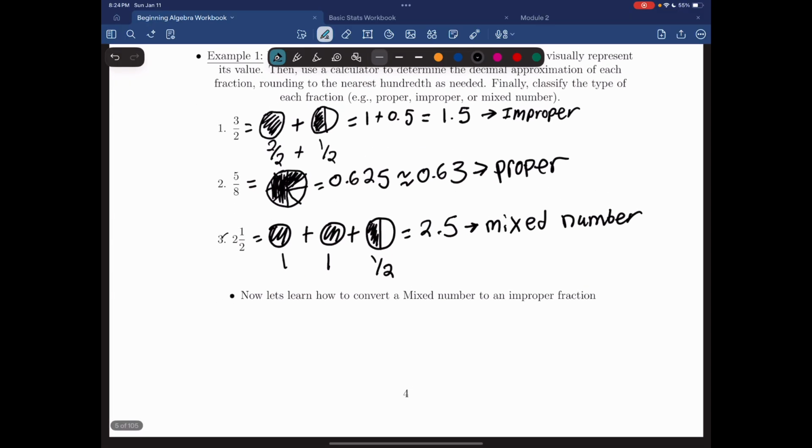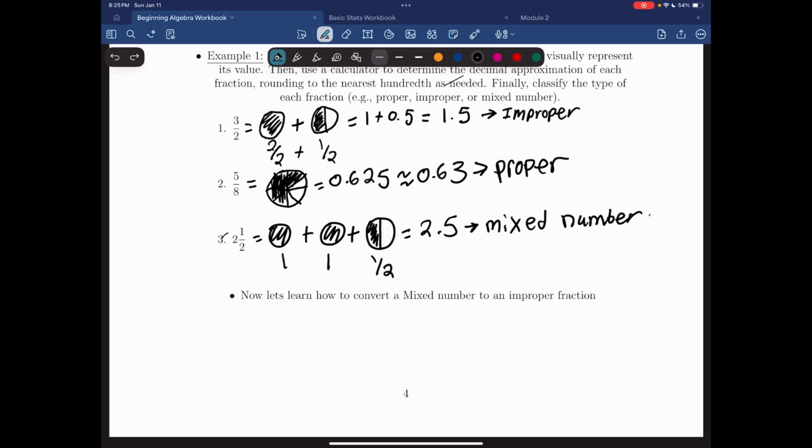Alrighty. So now let's take a look into how to convert a mixed number, a number like this, into an improper fraction, a fraction like this. Because once we get into how to add and subtract fractions, multiply and divide them, you're going to need to be able to convert a mixed number into an improper fraction, so that you can add, subtract, multiply, and divide them. So this is important to know how to do for the future sections of this unit.